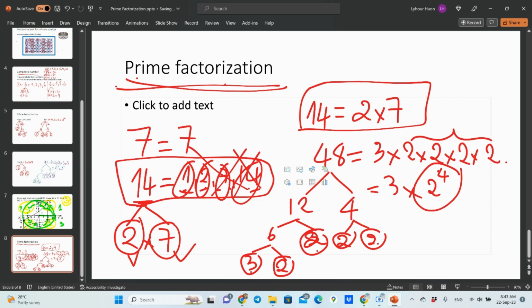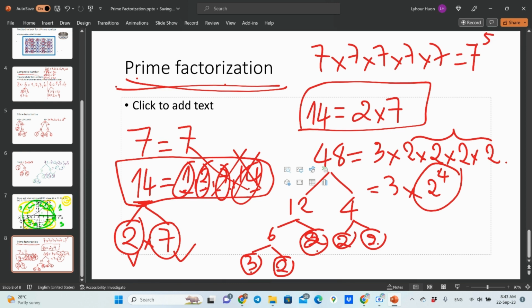For n times, it will be to the power of n. For example, 7 times 7 times 7 times 7 times 7, five times, is 7 to the power of 5. Just write it as an exponent, not the result.